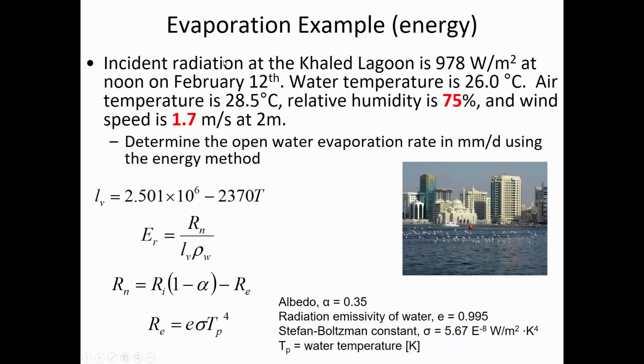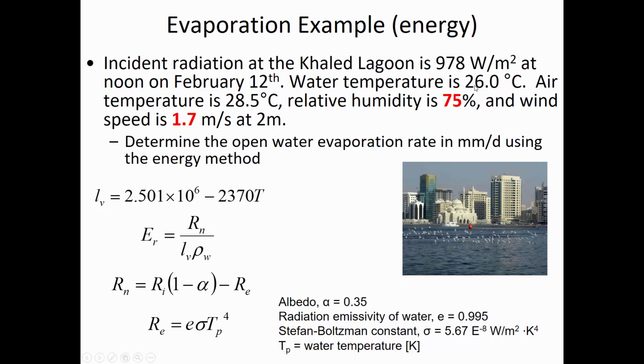But let's just look at some specific data that I took from the internet. I was able to get data that described the incident radiation in this lagoon at noon on February 12th, so 978 watts per meter squared. And that's a lot lower than about the 1,500 watts per square meter that you get in the upper atmosphere. So there's been some absorption, some reflection, and so on. So that's the incident radiation. That's the R sub I. The water temperature is 26 degrees Celsius.